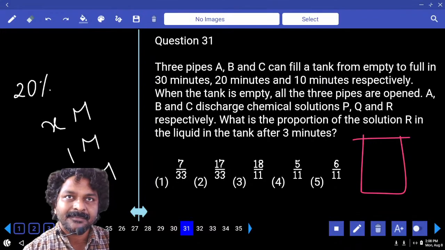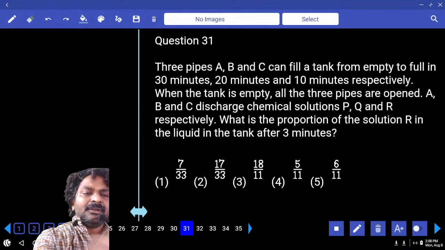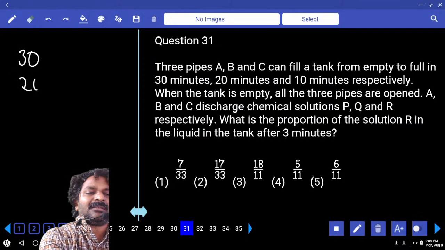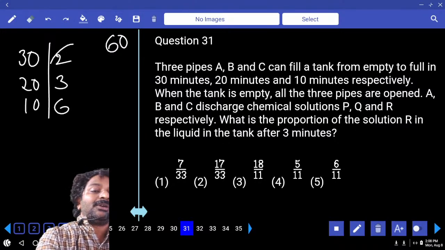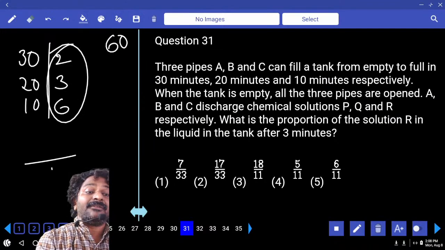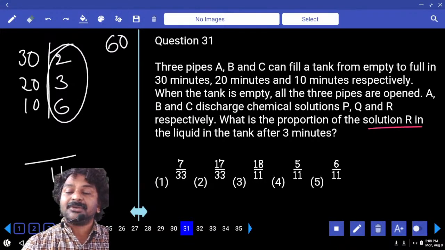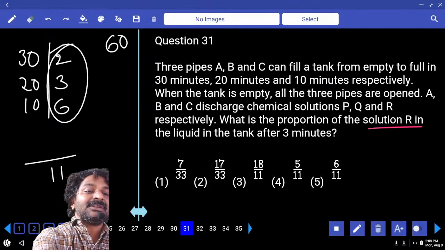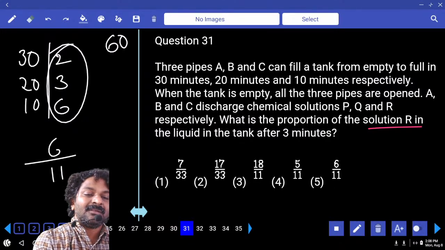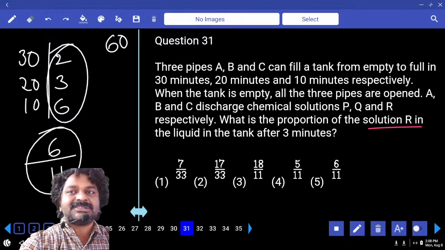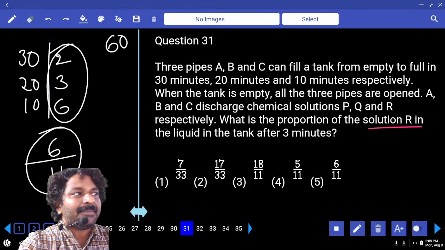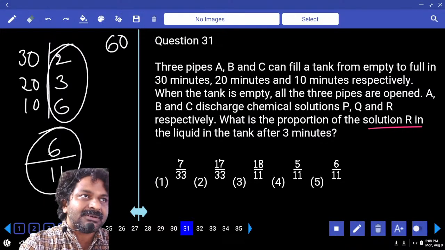Have you understood? Right. So now we have three timings: 30, 20, 10. What is the LCM? 60. So first pipe 2 units, second 3, last 6, total 11. Your question is about solution R only. Solution R is how many parts? So in the first minute it will be 6/11, second minute 6/11, total 6/11. Whatever time you take, it will be 6/11. Understood? Right.